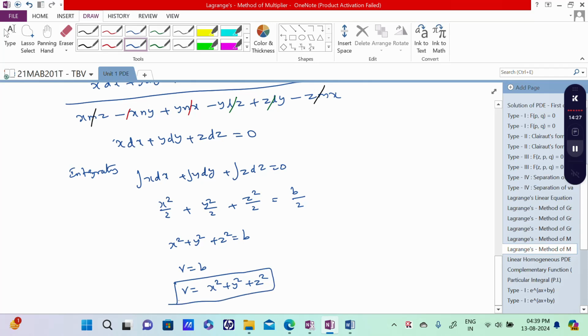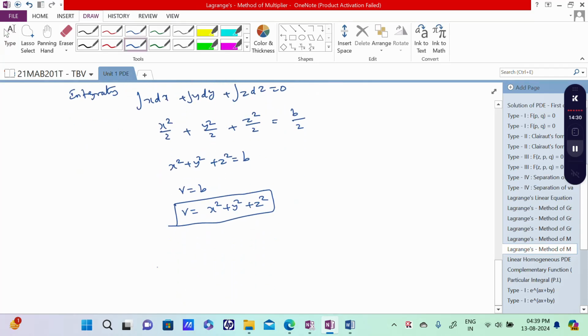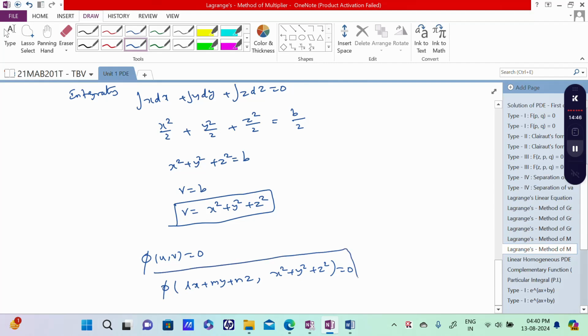Now the general solution is nothing but phi of (u, v) equal to 0. Phi of u is lx plus my plus nz, and v is x square plus y square plus z square, equal to 0. The order is not an issue. Whether I consider the multiplier xyz first, next lmn, or the other way, it is fine. Whatever the order, it is not an issue. Okay, so this is the method of multipliers. Thank you.